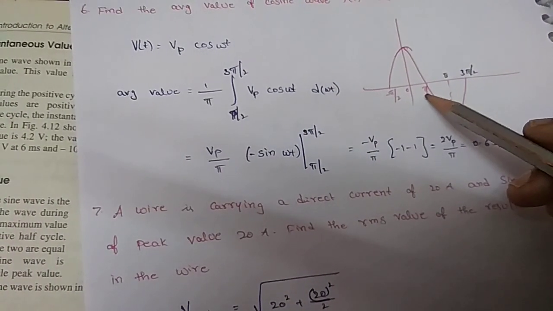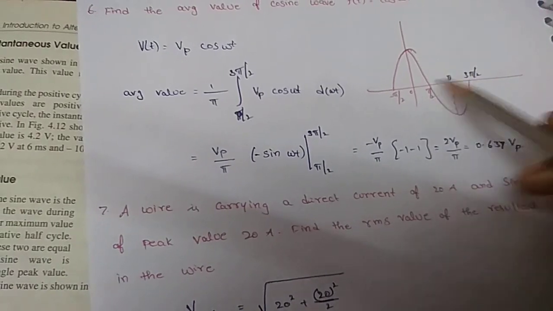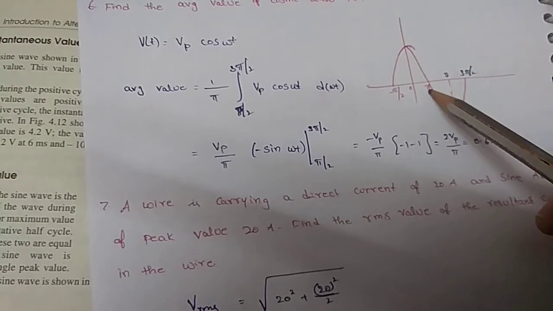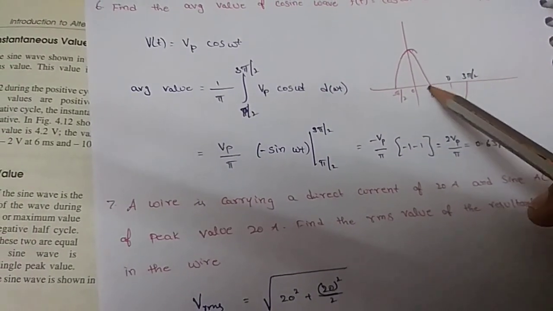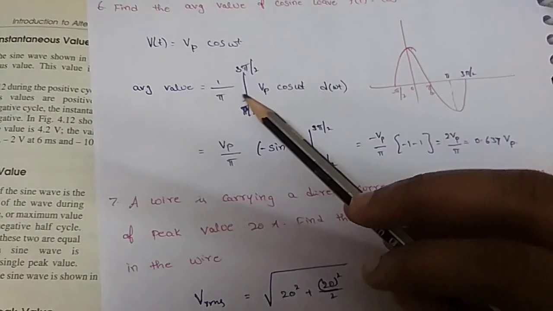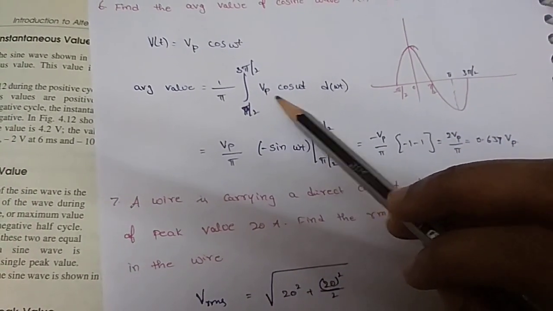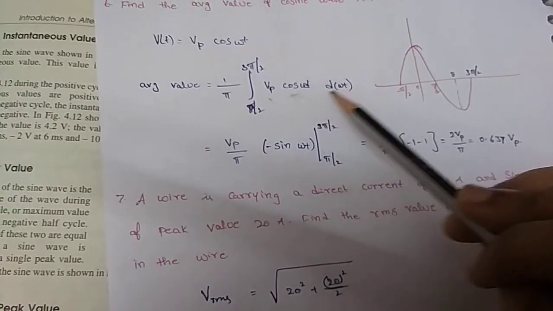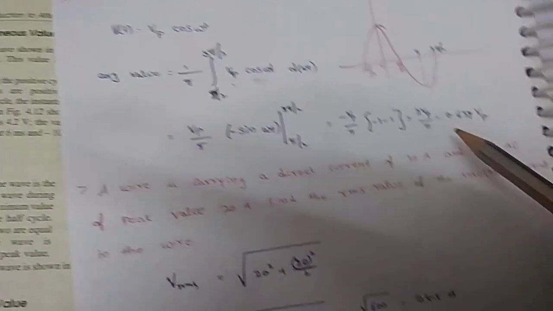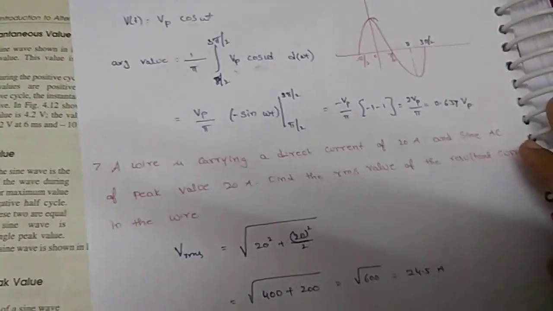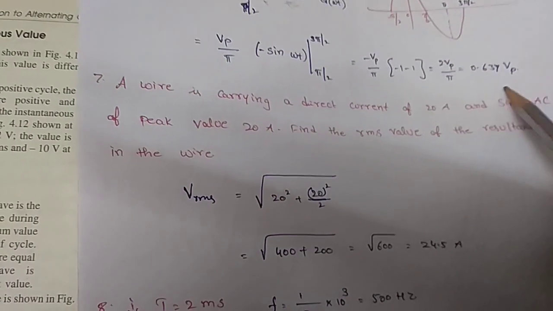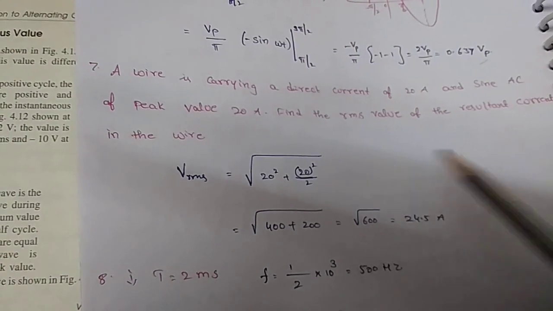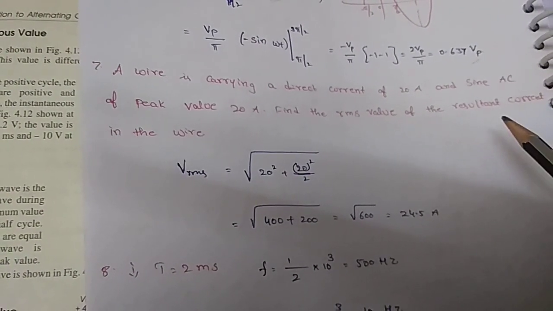So the negative cycle is from pi by 2 to 3 pi by 2. Whatever angles are mentioned here, the total distance is pi itself. So it is 1 by pi, integral of V peak value and cos omega t. If I perform this integration, I get the value 0.637 of the peak value.